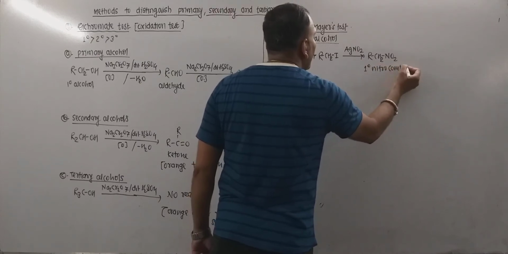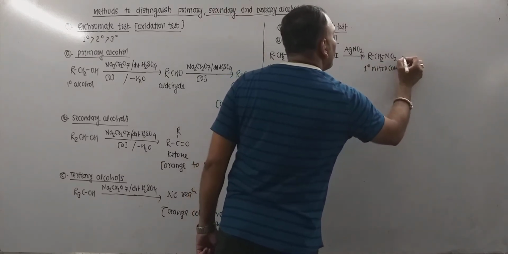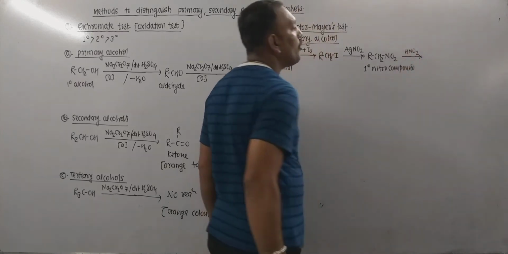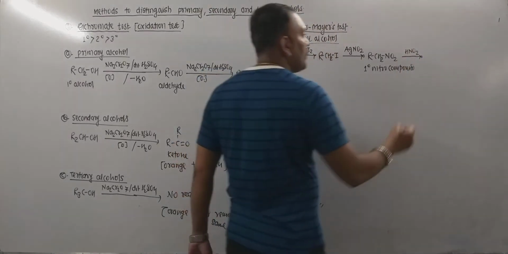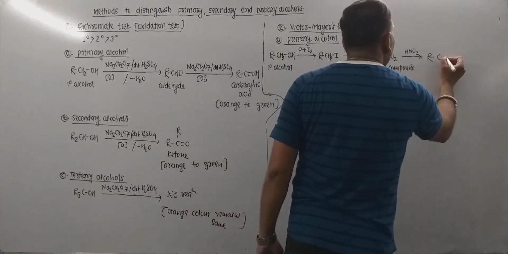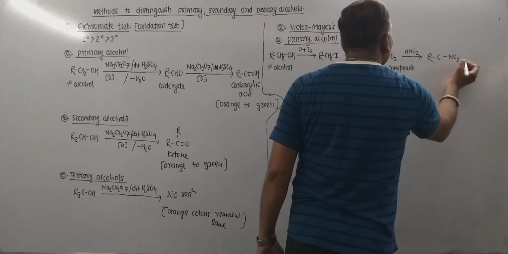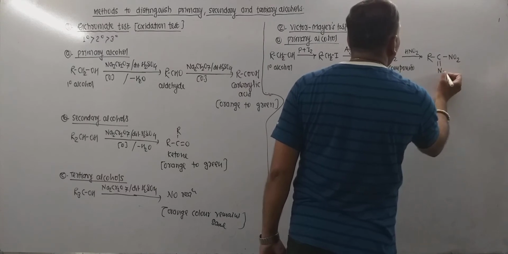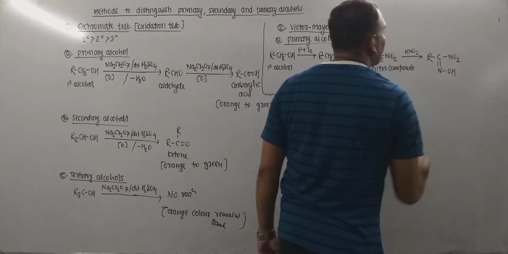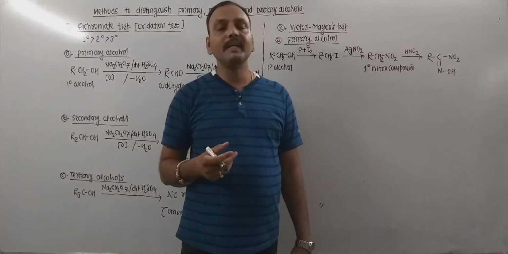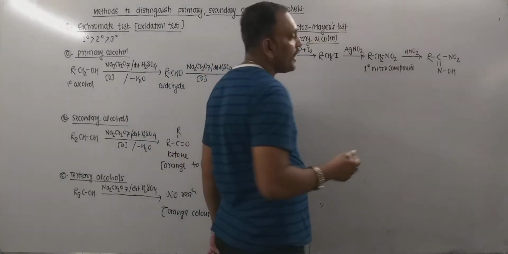So the primary nitro compound, when treated with nitrous acid, that is HNO2, then we get a product, so this is the product so obtained, what we call the nitrolic acid. So this nitrolic acid is the main event.